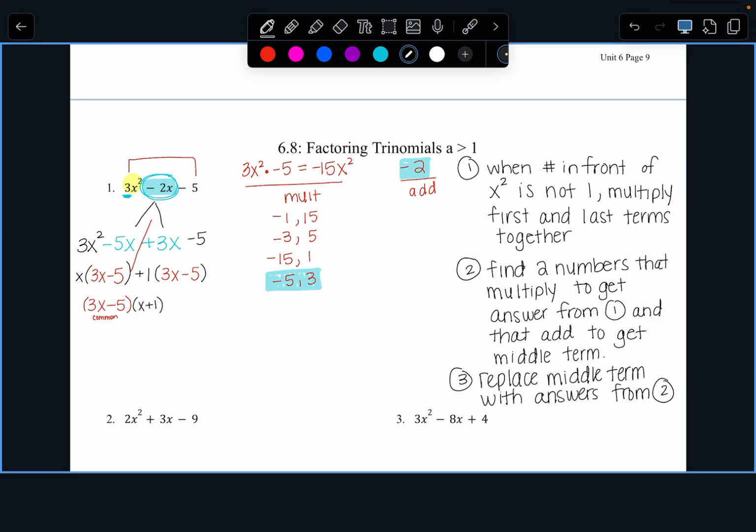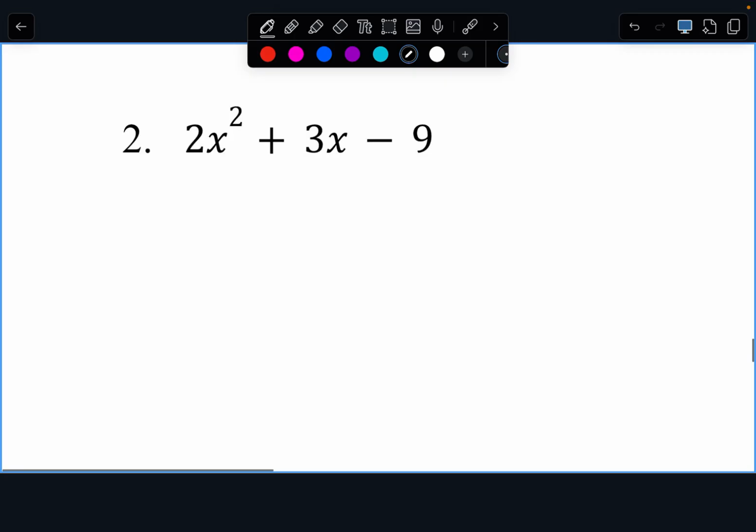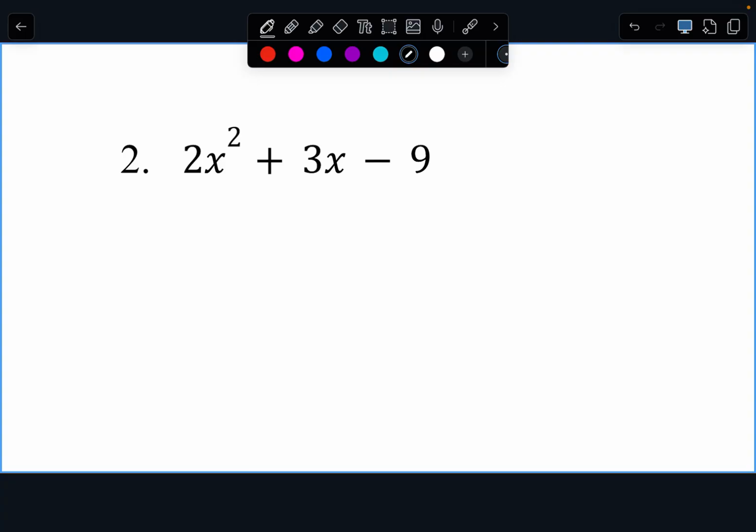So let's try this process again. Don't focus on the words for now. Looking at number 2, it's okay if you didn't get the whole thing yet. Let's just try to work through that same process. So our first step, because there's a number in front of x squared, we're going to multiply our first and last terms together. What is 2x to the second times negative 9?